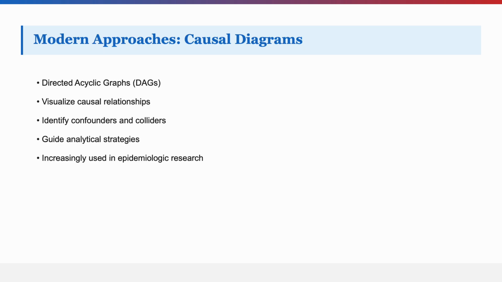DAGs guide analytical strategy. They tell you which variables to adjust for and which to leave alone. Adjusting for the wrong variables can increase bias. You'll see DAGs increasingly in epidemiologic research. They make causal assumptions explicit and allow formal reasoning about confounding structure. For healthcare managers, you don't need to construct DAGs, but understanding that causal structure determines appropriate analysis helps you evaluate studies claiming to control for confounding.